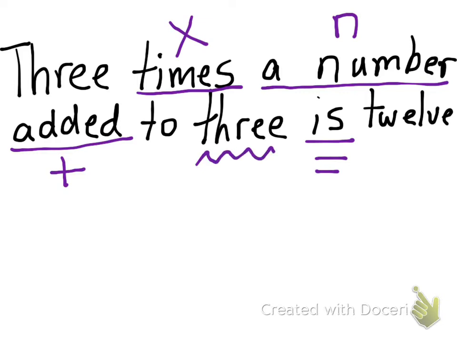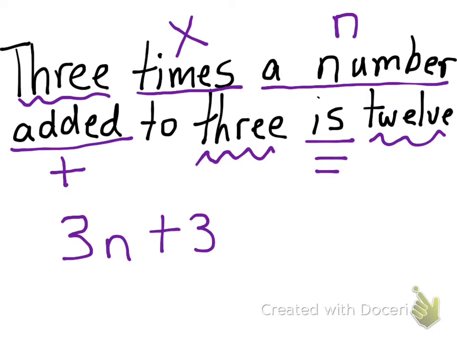So I have 3, I have 12, and I have another 3. So I'm going to start at the beginning of the sentence. 3 times a number is 3n. Added to 3, plus 3. I replace the word is with my equal sign, and I write 12. So 3 times a number added to 3 is 12 is translated to an equation 3n plus 3 equals 12. Now solve this equation as practice.